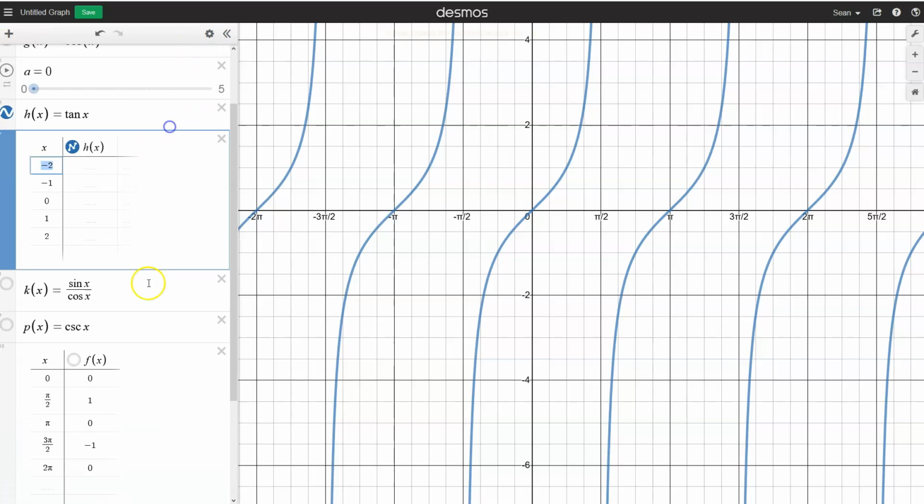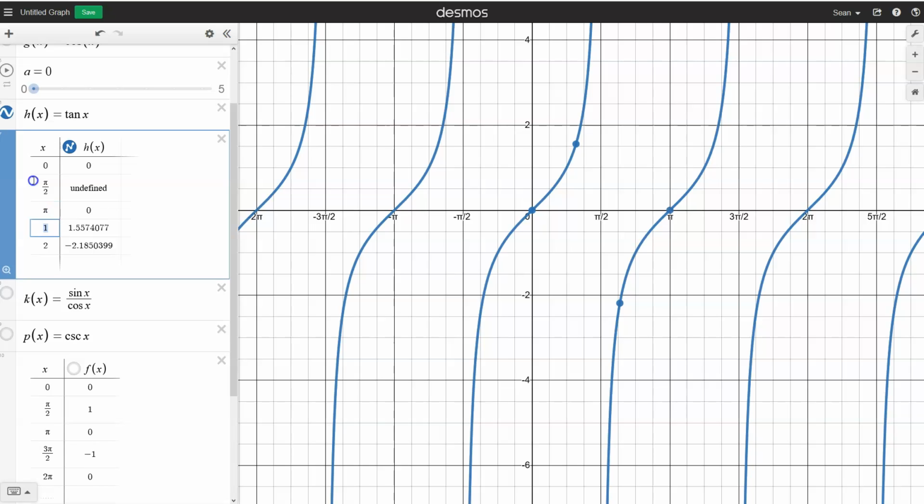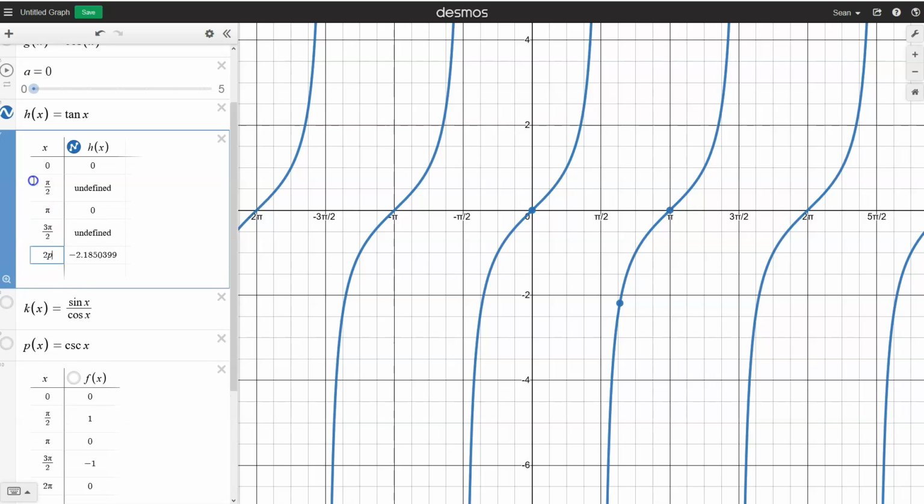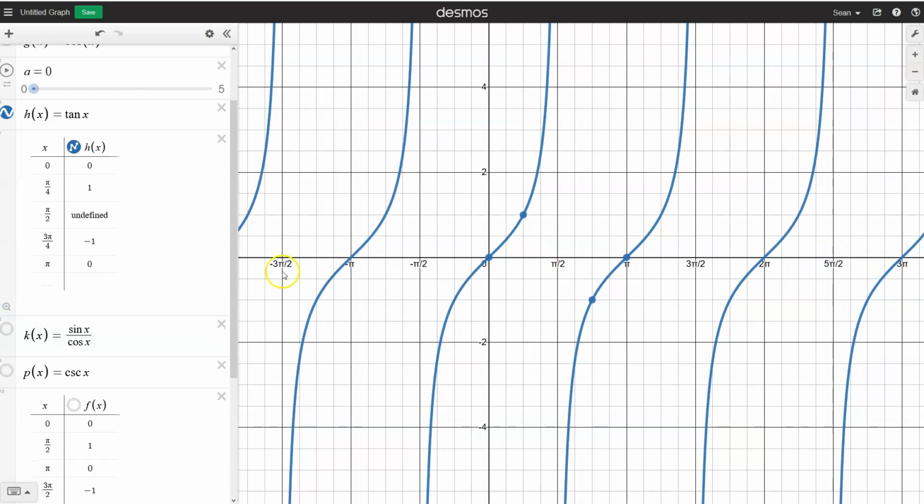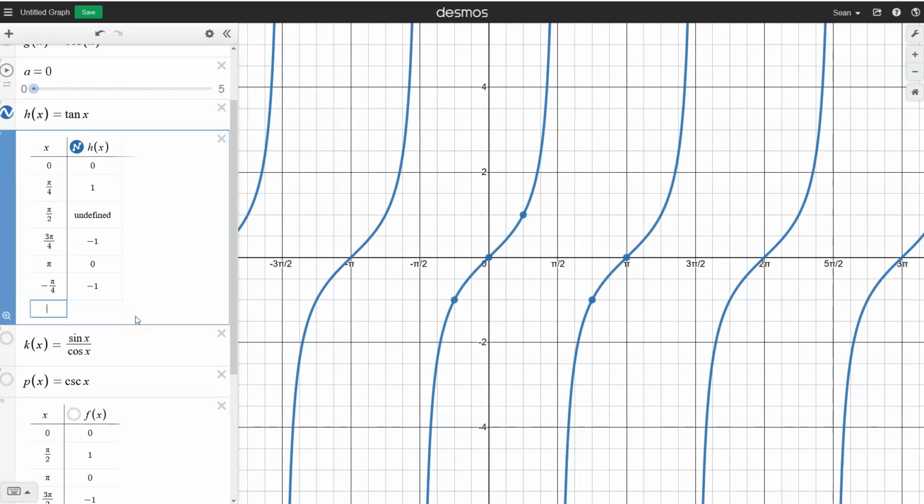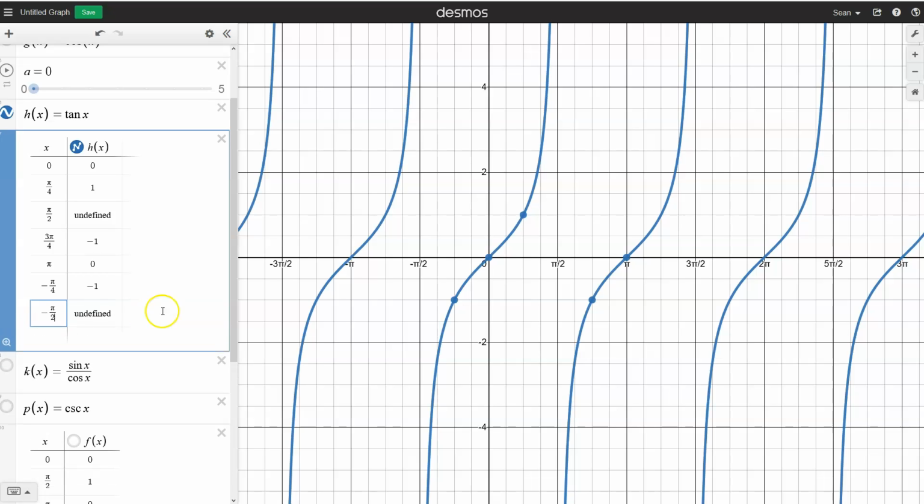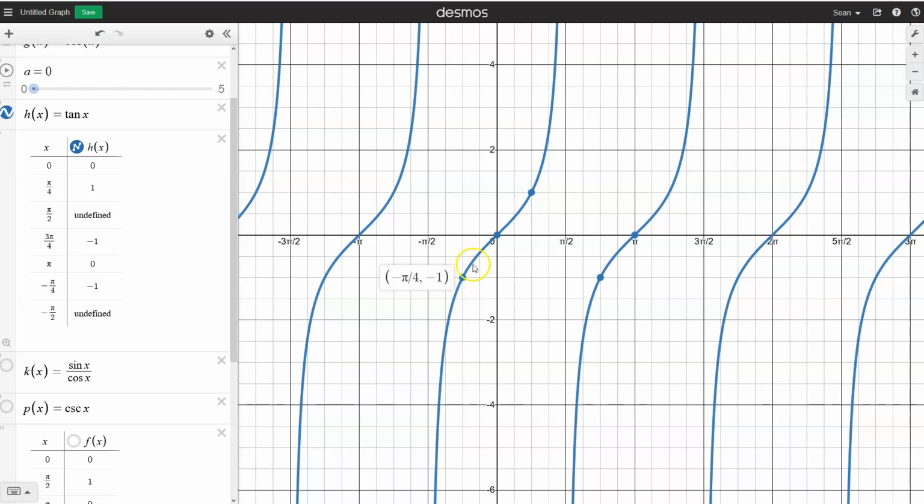If we think about, let's turn this into a table. Pi. Okay, maybe we need some more subdivisions in here, so over 4, 3 pi over 4. All right, something like this. And we'll go in the reverse direction to -pi over 4 and -pi over 2, obviously undefined there. So we've got some points plotted on here to give us a sense.